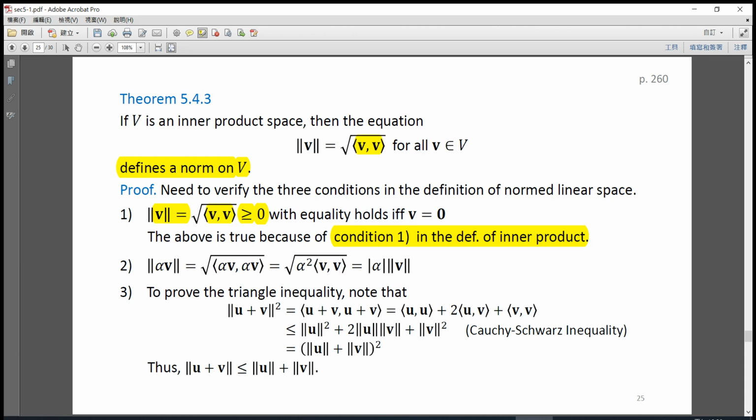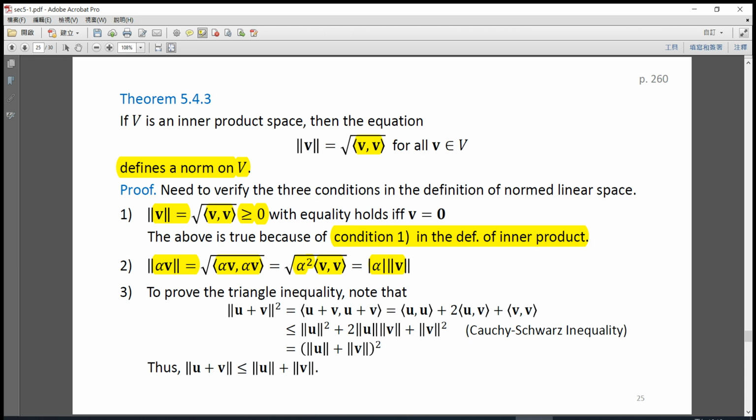Next, we verify the second property in the definition of the normed linear space. The norm of alpha v equals the square root of the inner product of alpha v and itself. After some computations, this term becomes the square root of alpha squared times the inner product of v and itself, which equals the absolute value of alpha times the norm of v, and hence the second property is satisfied.